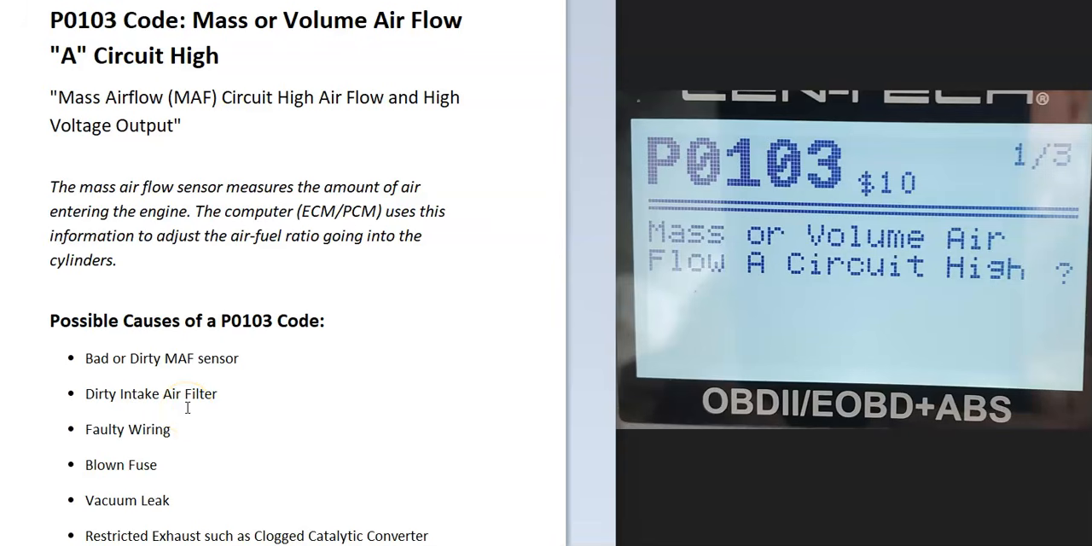So today I'm talking about a P0103 code, what it is and how you go about fixing it. And so what is a P0103 code? Well, it's a mass or volume airflow A circuit high. And what does this mean?